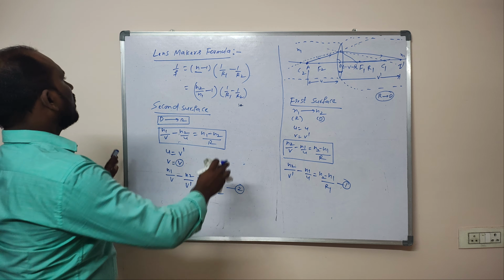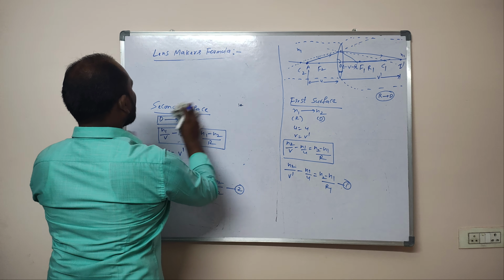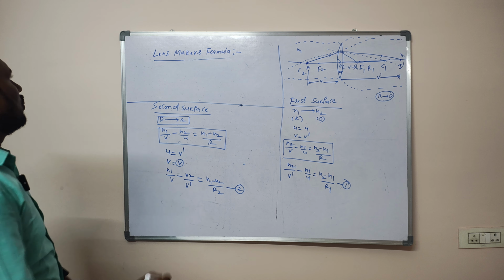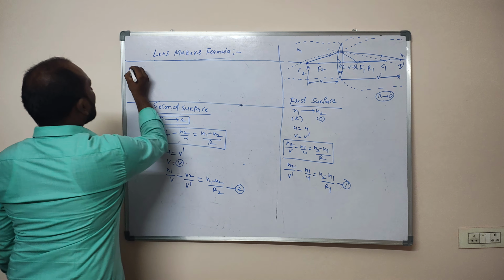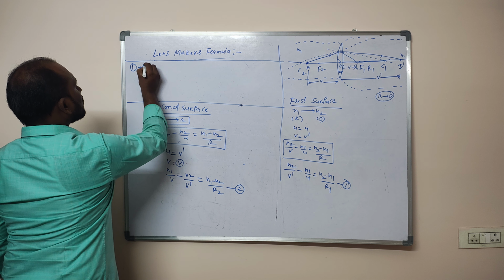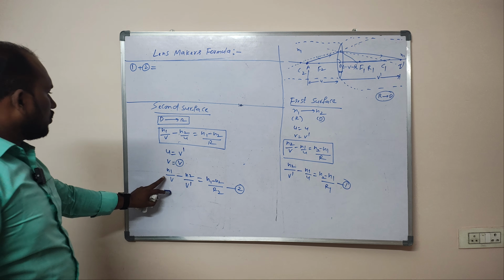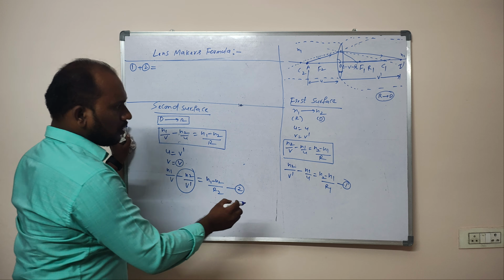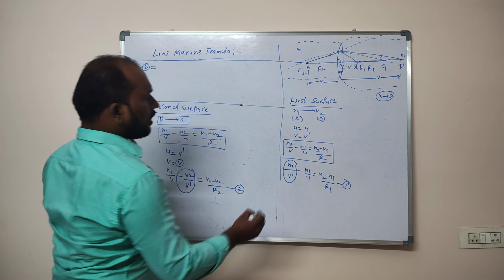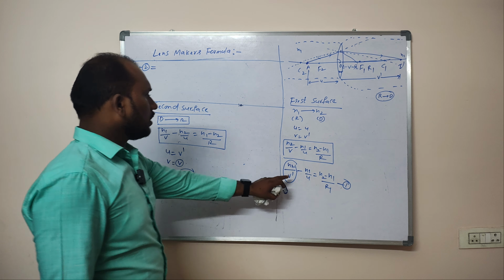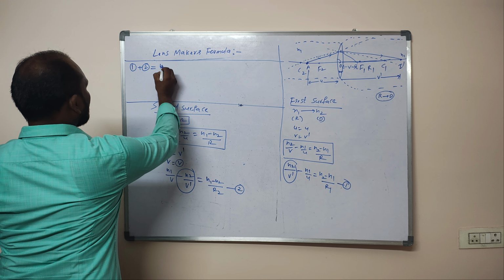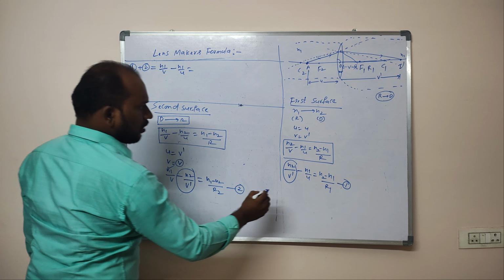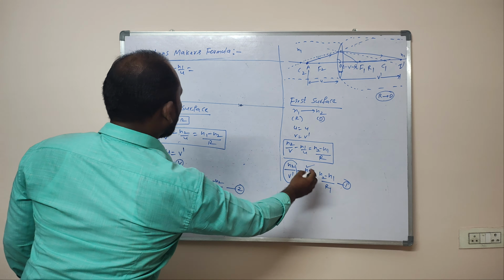Now I have to add equation 1 and equation 2. So what do we get? Equation 1 plus equation 2: minus n2 by v dash, plus n2 by v dash. Both cancel, so this and that will be cancelled. The remaining is n1 by v minus n1 by u is equal to, so this is remaining here and this is remaining here. So I have to add both.